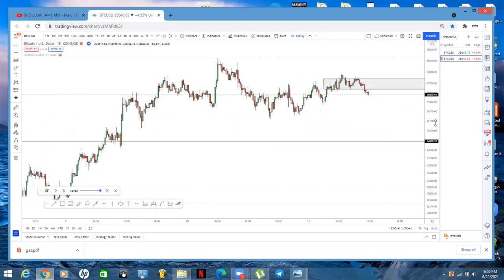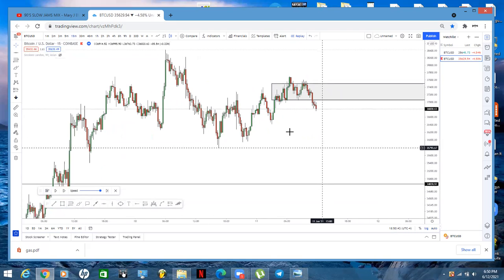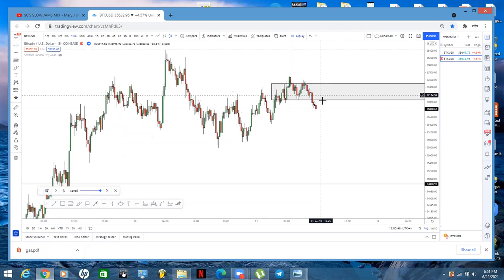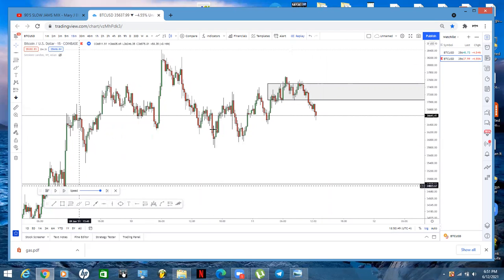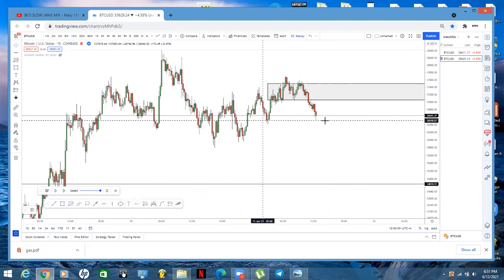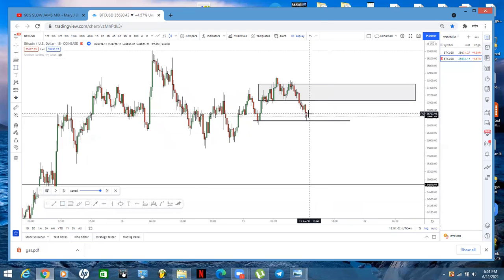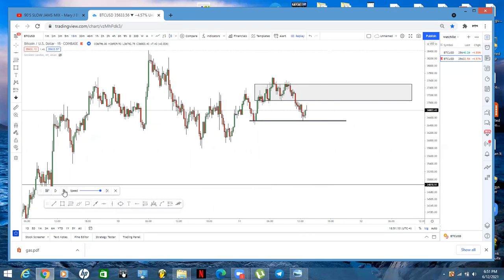All right, so we see the structure break. All right, and now we're just waiting for a retest back into that area. So price will probably come back into an old level of demand right here. So this low right here, and then that low right there would probably be the level that price retests before it comes back into that area. Let's see.